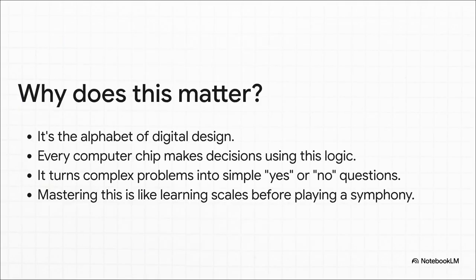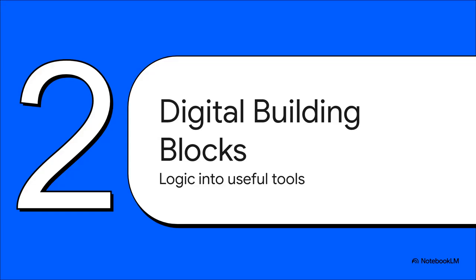So why does this matter? Well, this isn't just some abstract math. This is the absolute alphabet of all digital technology. Every logic gate on every single microchip is basically a tiny little machine that does nothing but solve a Boolean algebra problem. Mastering this stuff is like learning your scales before you can play a symphony. It's step 1.